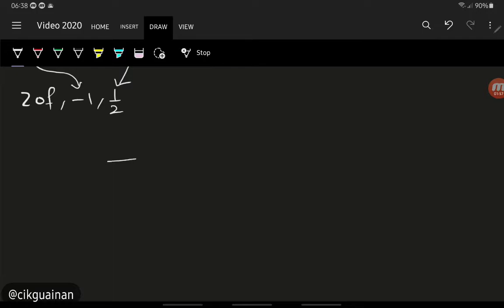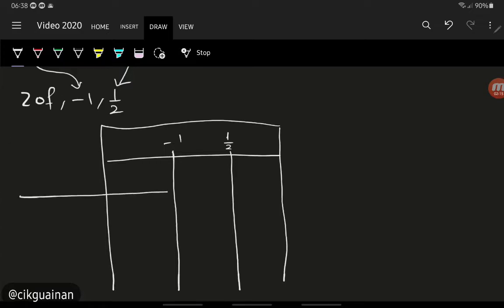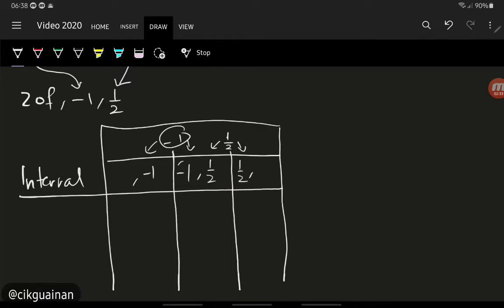From the ZOF, we are going to form the sign table. On a number line over here, minus 1 is over here. Drag the line, and half is over here. And then we drag a line as well, and make a box over here. Complete already. Now we start with our intervals: minus 1, comma, minus 1 over here, and half, and then we close everything with negative infinity and infinity.